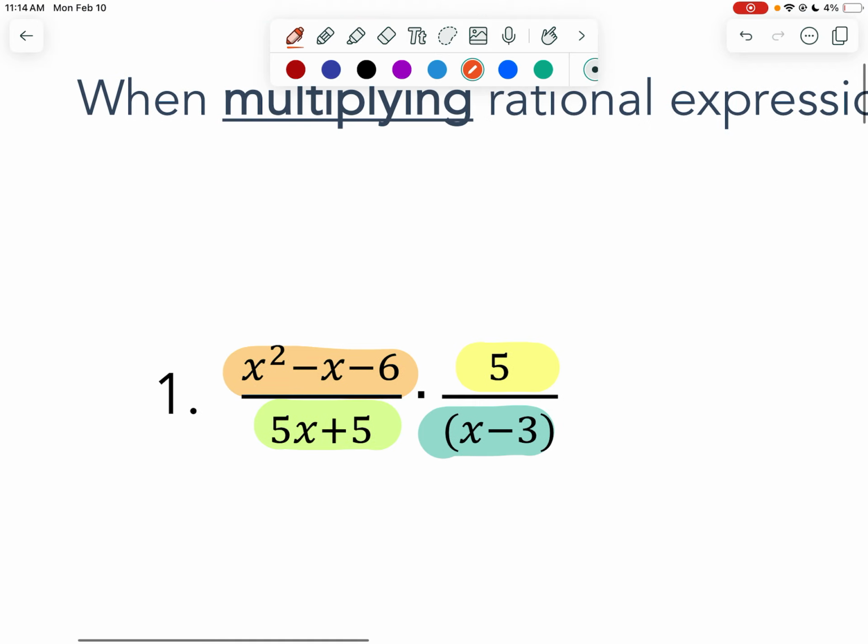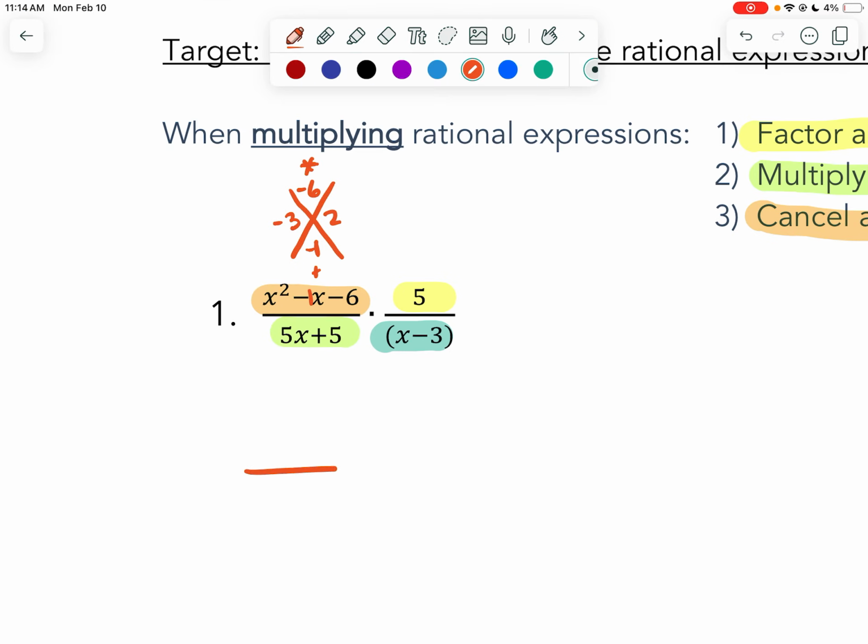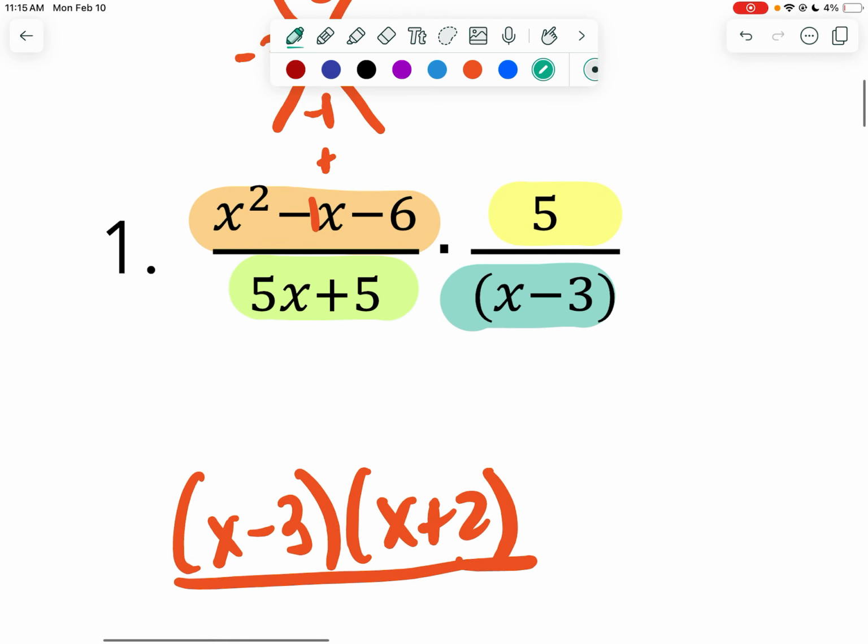So like this top left, I see 3 terms with an x squared, so I'm going to do the x on that. So I want what multiplies to -6 and then adds to -1. Okay, so when I'm thinking about those pairs, it's going to be -3 and +2. Okay, so I'm just going to rewrite this. So this is the top left part. So it's x minus 3, x plus 2. So I factored that.